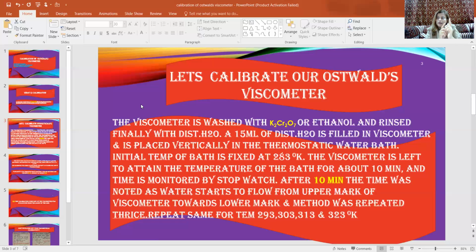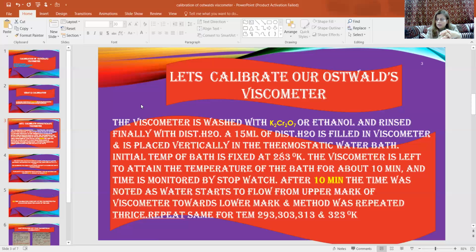And it has to be vertical, and I've also written somewhere in my slides that the position of the capillary, which is inside the viscometer, is supposed to be monitored. You have to be very careful when positioning your viscometer vertically. So, okay, where we were: 15 ml of distilled water is filled in the viscometer and is placed vertically in the thermostatic water bath.